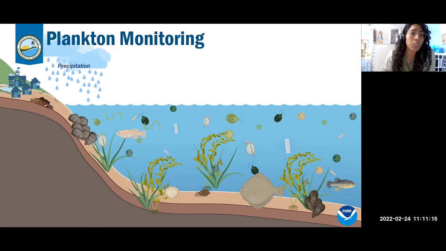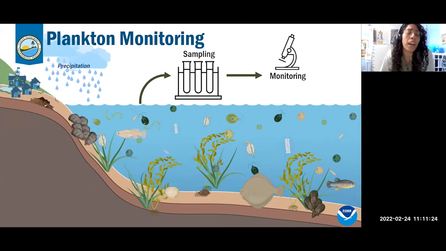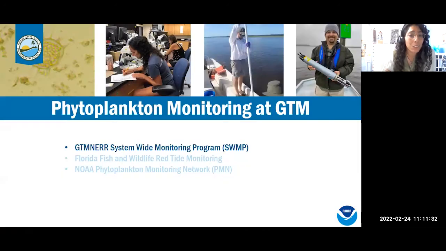In order to establish what a healthy community looks like, we take regular samples and monitor them so we know what a healthy system looks like, and then we can also take action quickly if we see deviations from that healthy system. And we have a few different ways that we monitor phytoplankton here at the reserve.